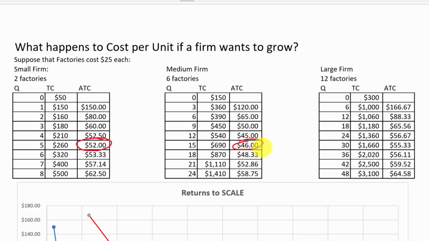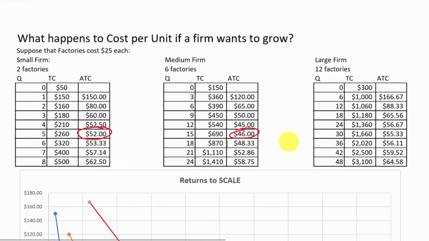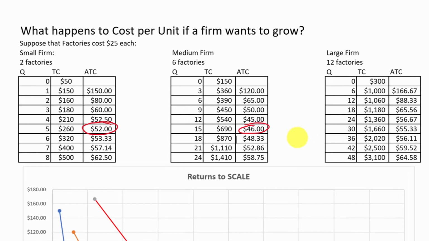So if you were a firm and you were in an industry where, say, the equilibrium price was $52, and you figured out that if you got bigger, and by getting bigger you could produce more efficiently at a lower average total cost, then you'd want to do that. Now, what we call this, whenever a firm can get larger, and by going from being small to medium, their average total cost, at least for some units, decreases, we call that increasing returns to scale.